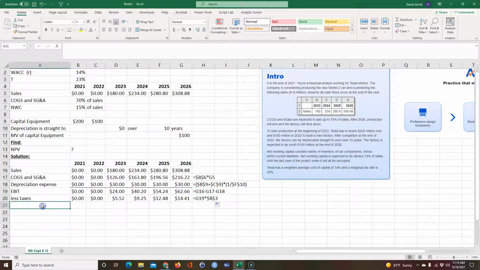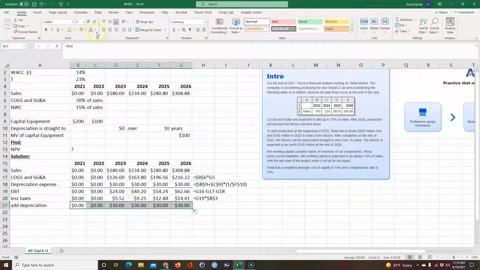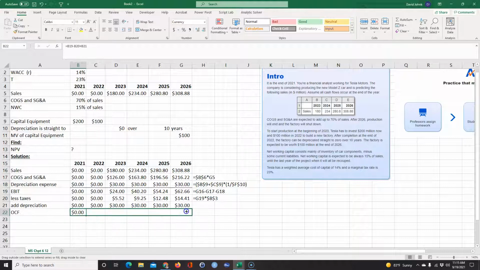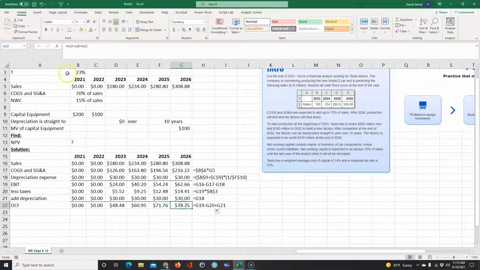And then we're going to say add back depreciation. And depreciation is just whatever it was up here. Now we can underline all that. And we can call this the operating cash flow. And that's going to be equal to this minus this plus this. Alright. And so along the way, I think this is one of the questions it asks. That's the first part 1 question it asks, what that is. Alright. So far it's pretty straightforward.